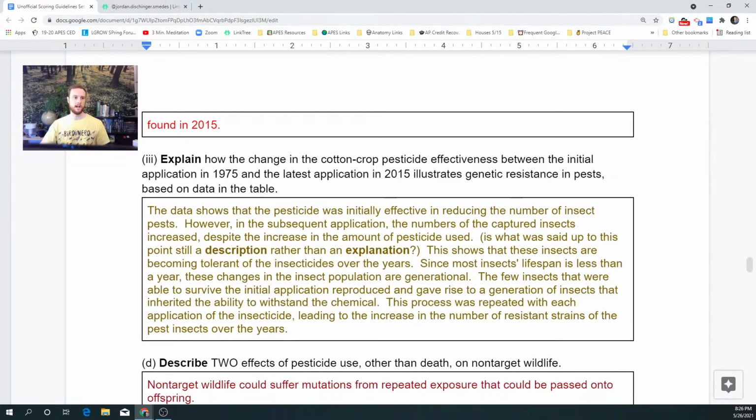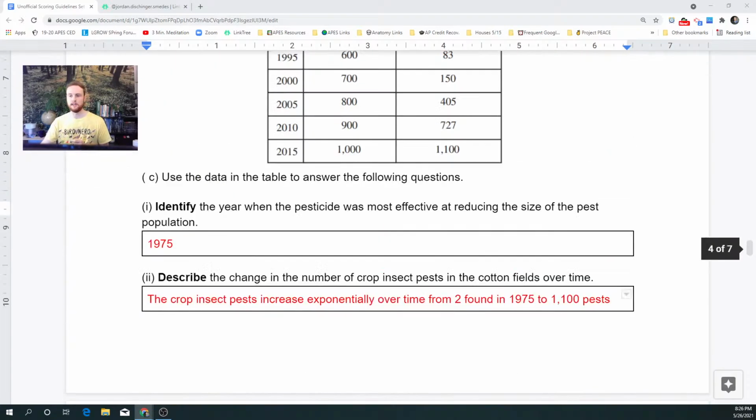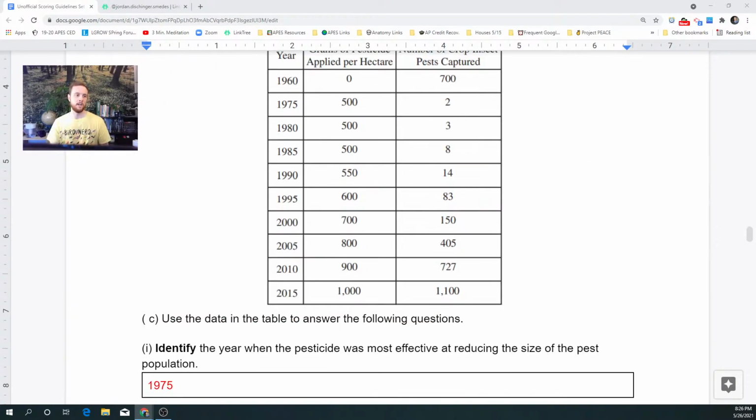Okay, moving on here to our next question, which is explain how the change in the cotton crop pesticide effectiveness between the initial application in 1975 illustrates genetic resistance in pests. So this is where those people who were spot on, I gave them a shout out, but I already forgot. It's a pesticide treadmill. At first the pesticide is effective, but later the pests that are dying are vulnerable to the pesticide, but a couple pests are surviving. Let's look back here. 2 pests survived in 1975. Those 2 pests are super pests with genetic resistance to the pesticide.